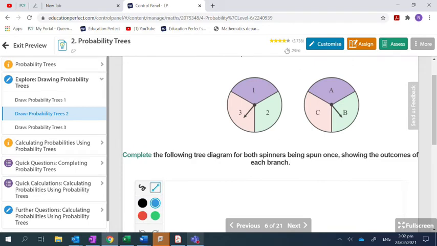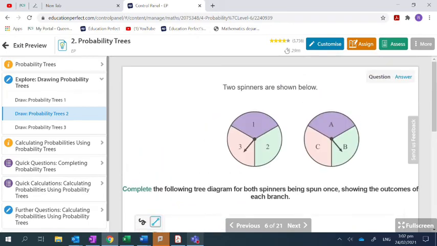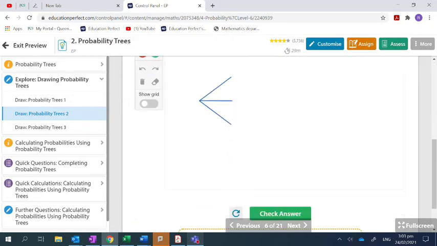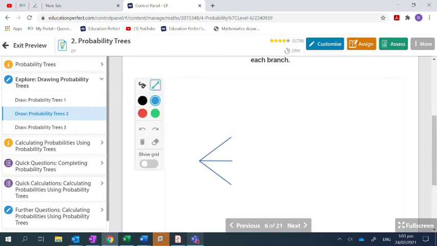2 spinners. You're going to draw the tree. So each spinner has 3 different things. On the first spinner, you can get a what? And on the second one, you're going to get a what? So the first, they started it off for you. So the first one, you can get a 1, a 2, or a 3. And then each one of those is going to branch off 3 ways.